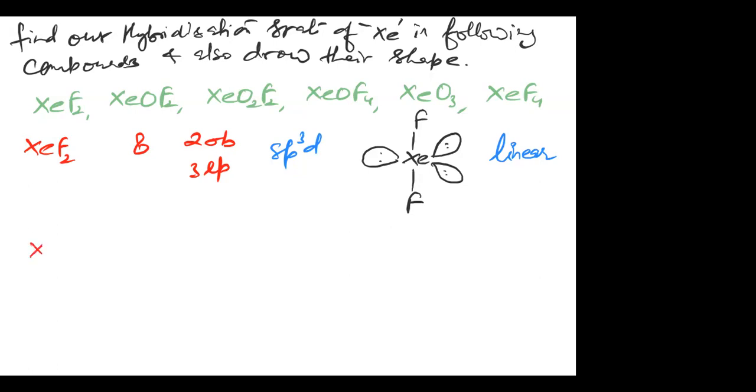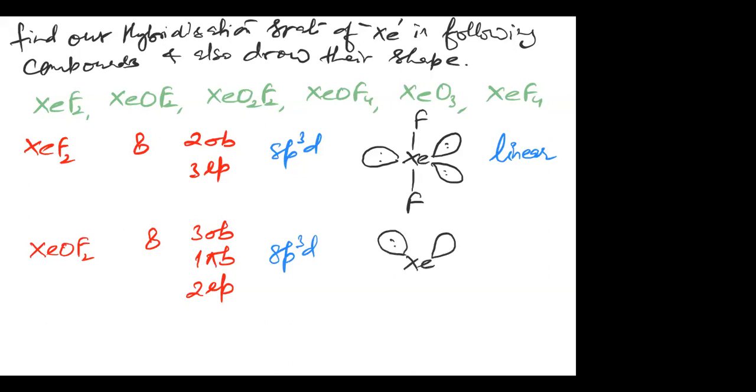Same in the case of XeOF2. Out of 8 electrons of xenon, it is forming 3 sigma bonds. Here we have 1 pi bond. Out of 8 electrons, 3 sigma bonds and 1 pi bond leave 4 electrons remaining, and thus 2 lone pairs of electrons. So 3 sigma bonds, 2 lone pairs, 5 hybrid orbitals are required again. It is sp3d. Both lone pairs should go to the equatorial position. It is double bond O, fluorine and fluorine. And this geometry is known as T shape.